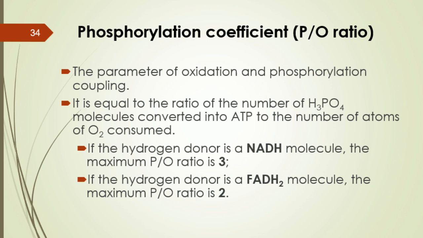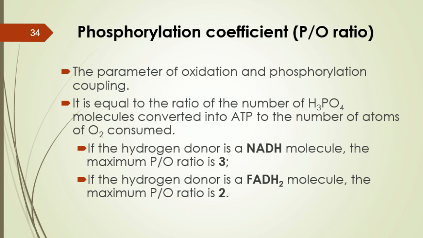The degree of coupling between oxidation and phosphorylation in mitochondria determines the phosphorylation coefficient, P/O. It is equal to the ratio of the number of molecules of inorganic phosphate, H3PO4, converted into ATP to the number of atoms of oxygen consumed, O2.